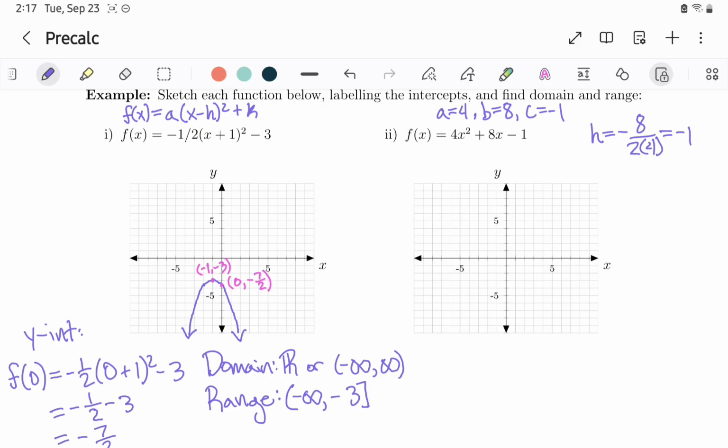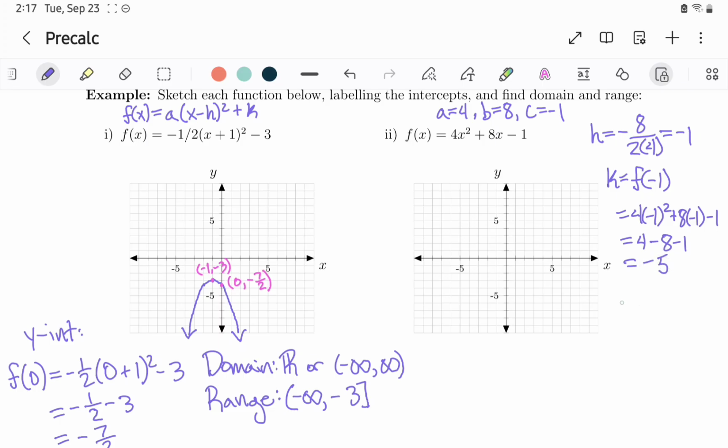And then k is going to be equal to f of -1. So we want to evaluate our quadratic at x equals -1. So f of -1 is going to be 4 times -1 squared, plus 8 times -1, then -1, which is equal to, well, -1 squared is going to be +1, so we have 4, minus 8, -1, so we have 4 minus 9, which is going to equal -5.